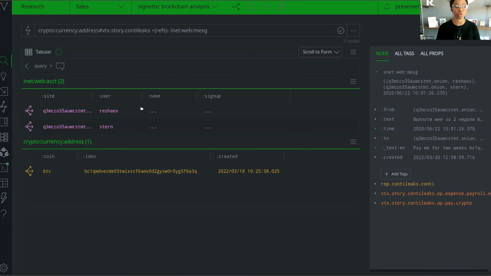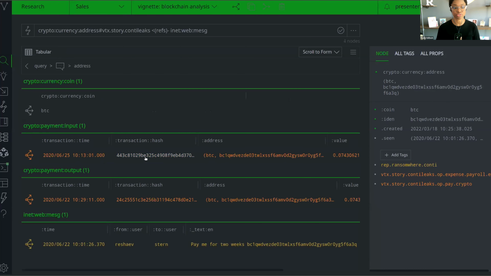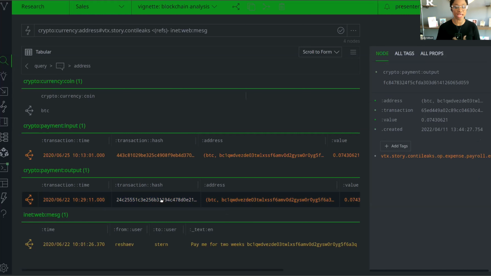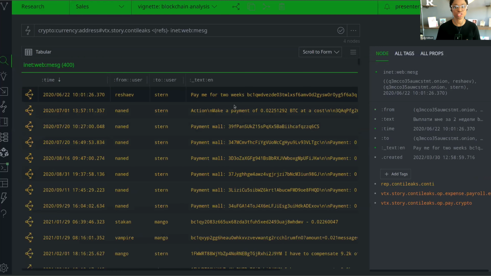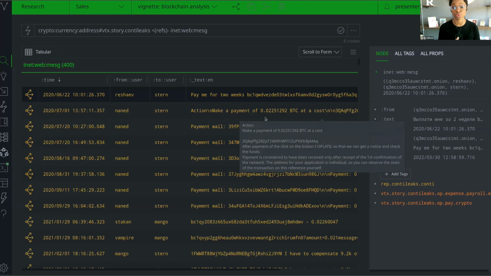I can then pivot over from this message to the address that's referenced and go to the output to see if that transaction occurred, and it did. We see that on the same date, June 22nd, this Rashev was sent 0.074 Bitcoins to this account. So this is the kind of insight that we got and how we were able to actually contextualize some of these addresses. So not only did we get insight into which addresses were being used for CNO infrastructure, we saw which addresses were being used for recruiting payments.